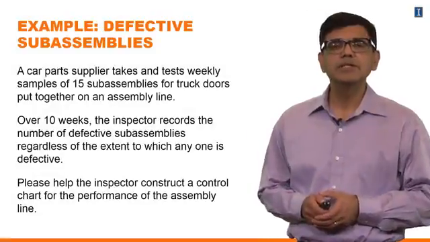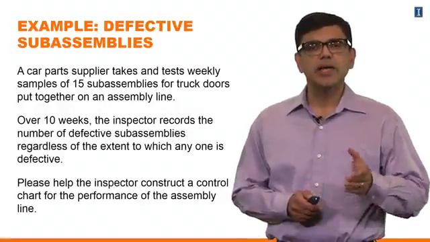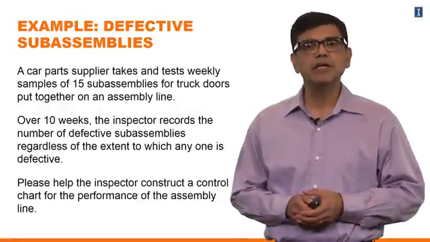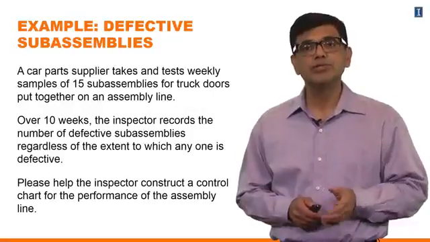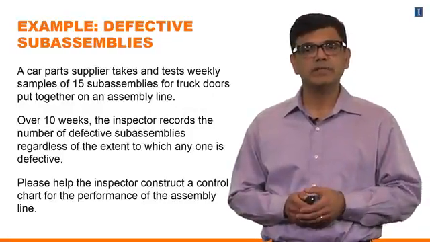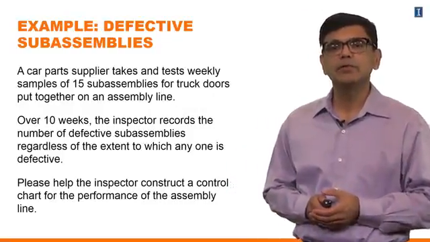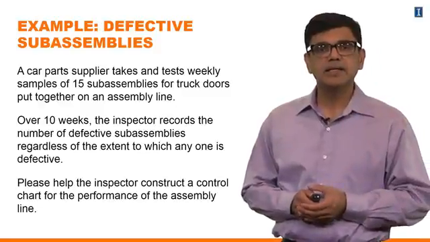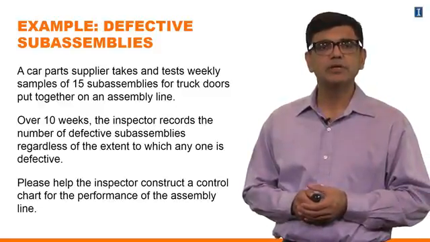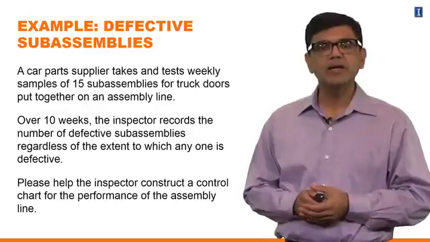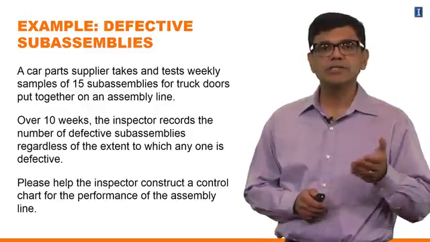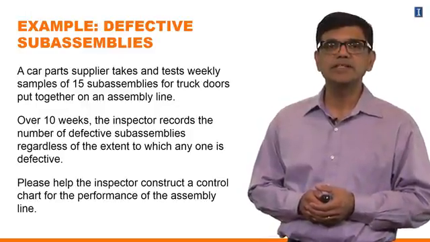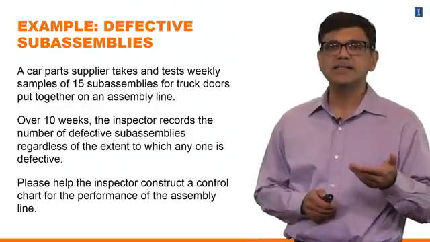We're going to look at a particular type of control chart here, and this is based on attribute data, more specifically proportion kind of data, so proportion defective. So let's take a look at it from the point of view of an example and see what we can do with it. Right. So we have a car parts supplier who is testing weekly samples of 15 subassemblies. So the sample size is 15.